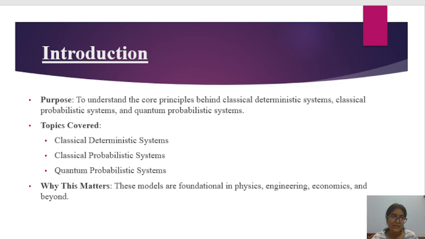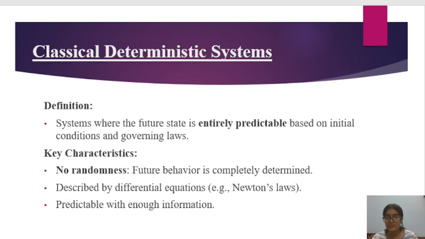Now let's begin with classical deterministic systems. These are systems where the future is entirely predictable based on the current state and the governing laws. There is no randomness involved, and if you know the present conditions exactly, you can predict the future with perfect accuracy. A key characteristic here is no randomness.